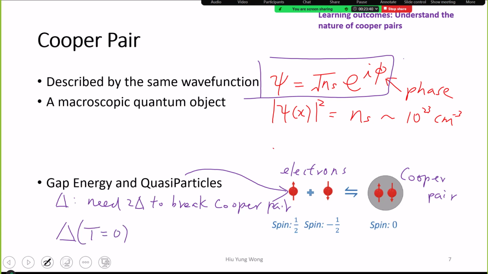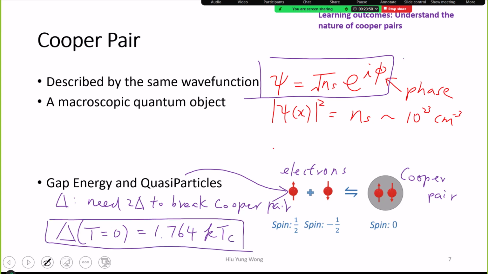And you can find it from the literature. It's about 1.764 times k T_c. Okay, we also take this for granted. Again, remember what is T_c? Critical temperature. It's the temperature at which you are not in the superconducting state anymore. So here it tells us that if you have a larger critical temperature, for example, niobium is about 10 Kelvin, then you actually need more energy to break the Cooper pair. It means the Cooper pair is more stable.